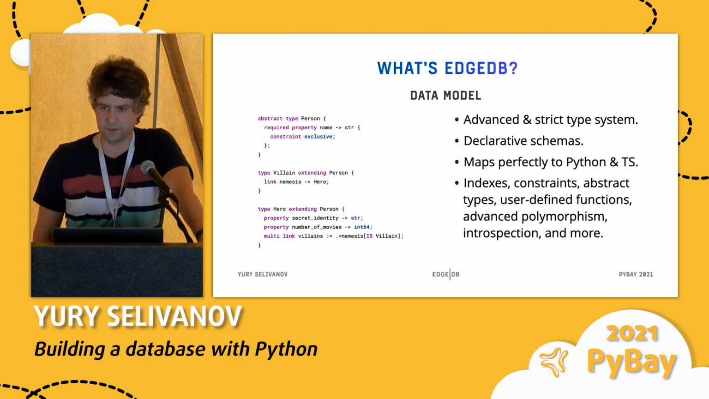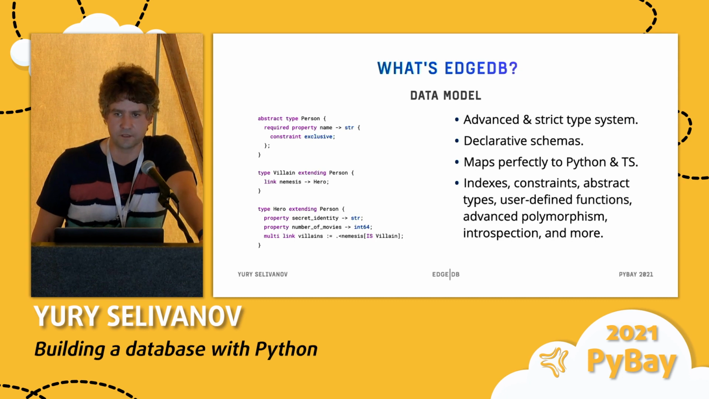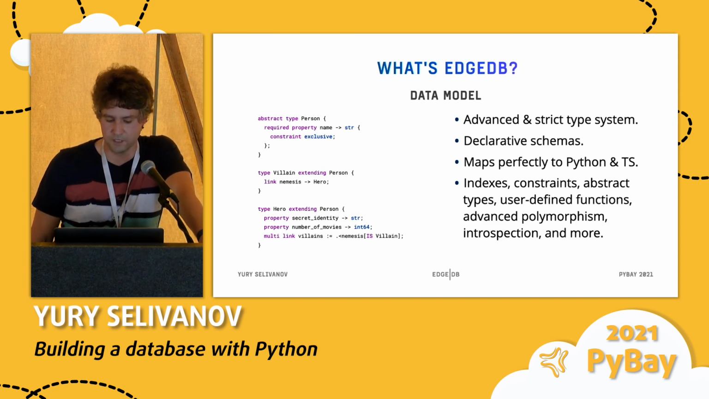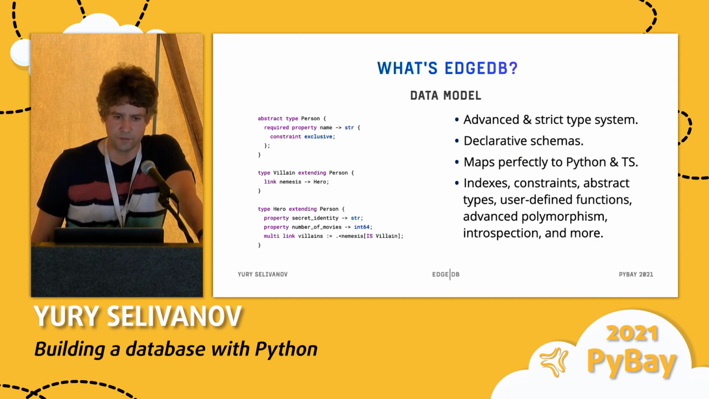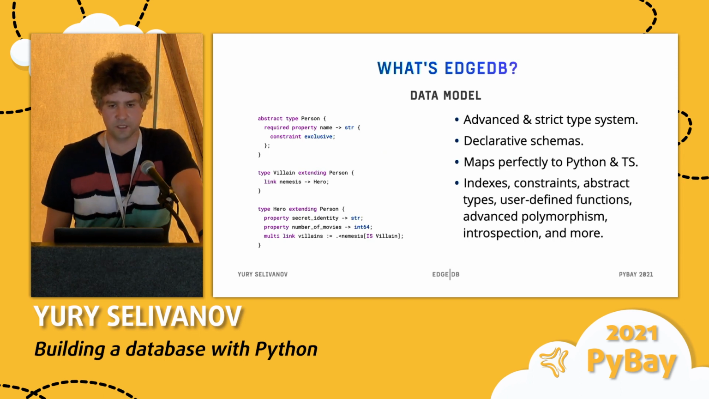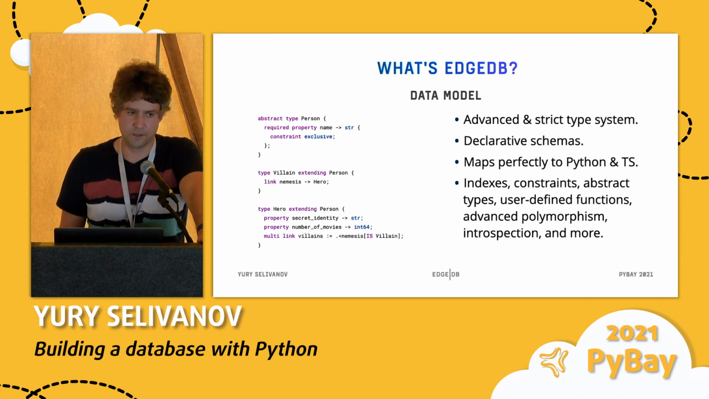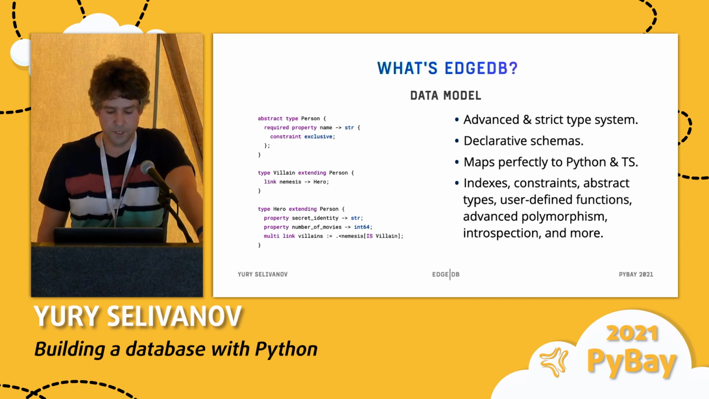HDB has an advanced and strict type system, and in fact, in some corner cases it's even more strict than PostgreSQL itself. The type system supports multiple interesting features. One of them is multiple inheritance. This is how we implement polymorphism. Basically, it's similar to Python or mixins in some other languages.